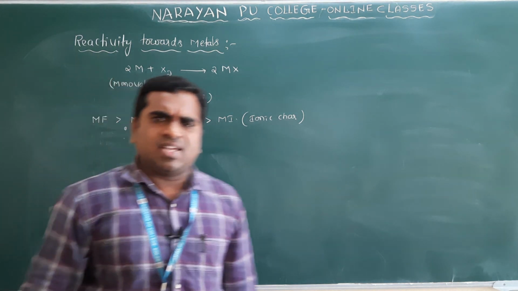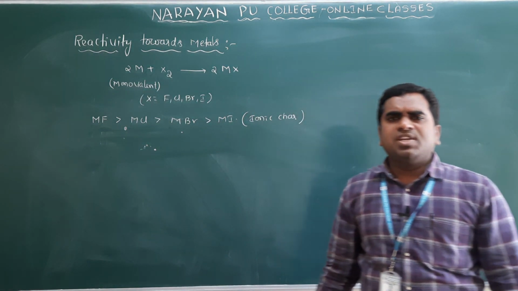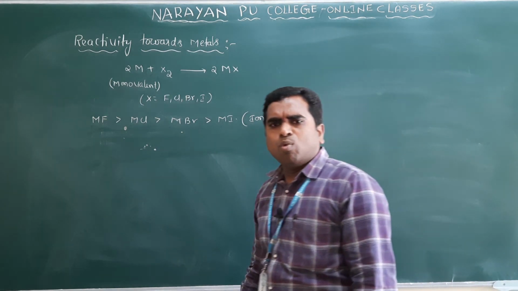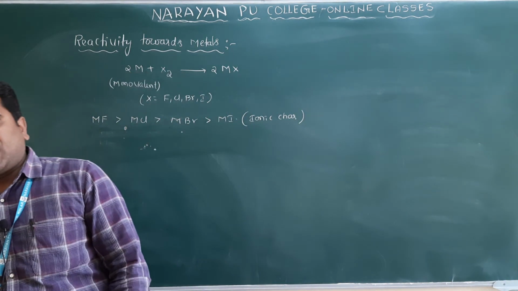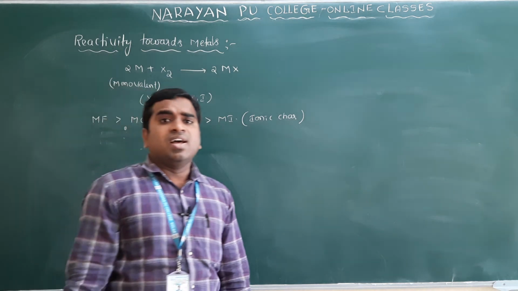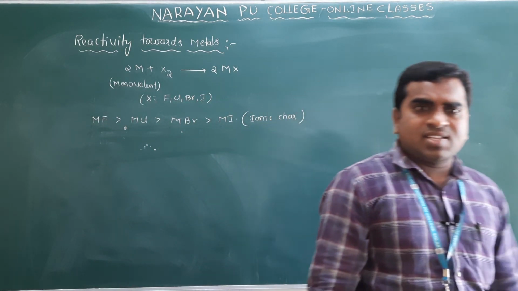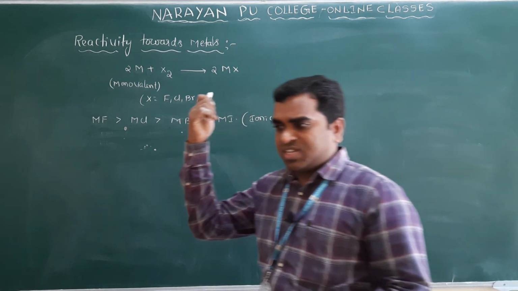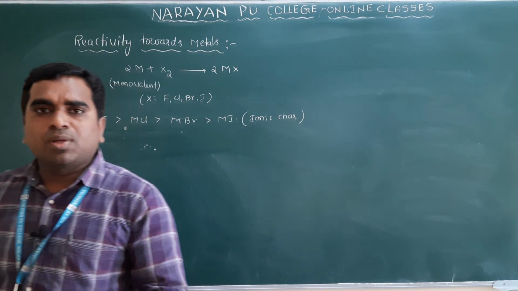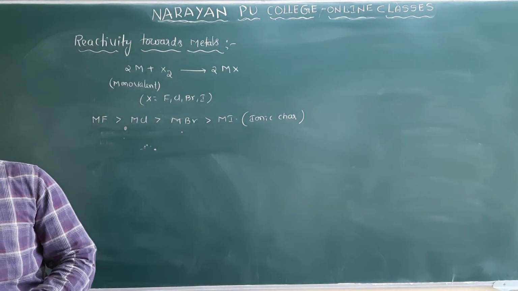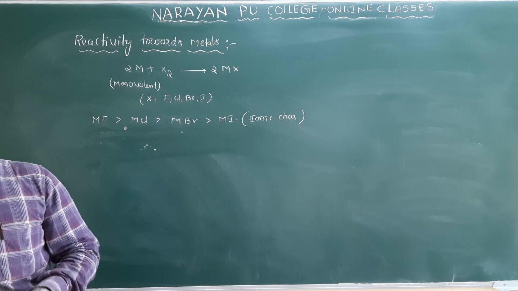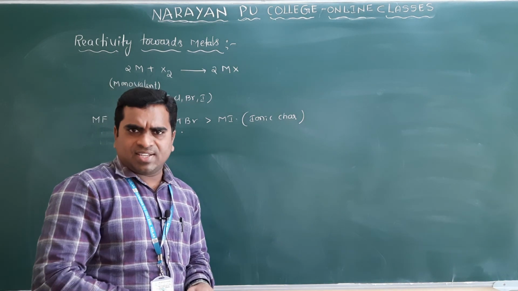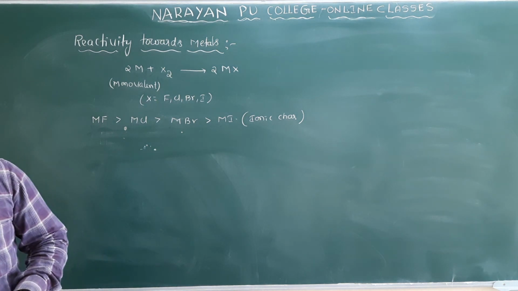But in some cases, if the metal is showing more than one oxidation state, then halides with the higher oxidation state of the metal will show mainly covalent character. The covalent character increases as the charge increases. Clear? A simple example I will say here.